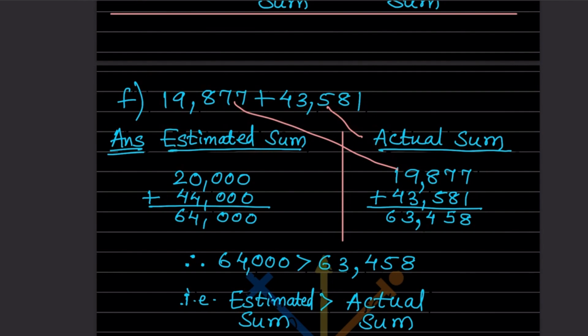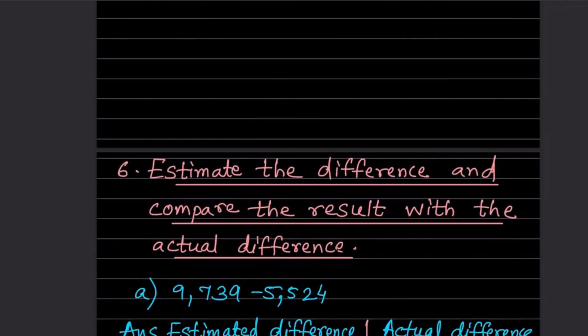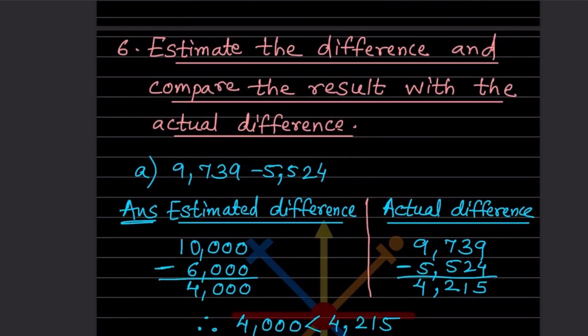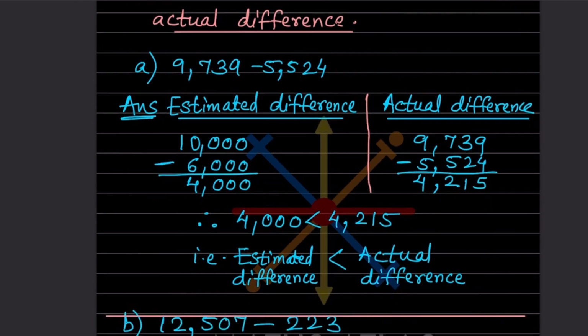Okay, so 64,000 is greater than 63,400 of this one. So now we will look for the next one. Here what are we going to do? Here we have seen that was for the addition, the sum, which means addition. Yes, it's the same, only that we have to find a difference. Difference means you are going to subtract. So same thing, the rounding and everything is the same.